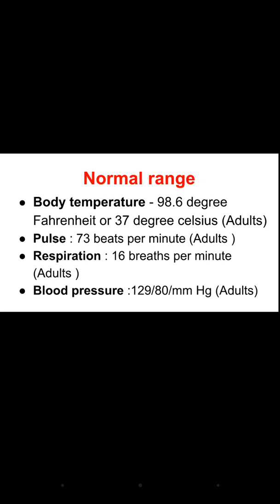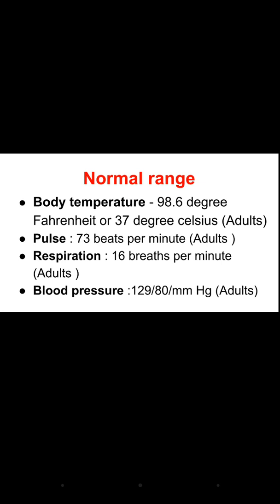In adults, a pulse of 73 beats per minute is normal, respiration 16 breaths per minute, and the blood pressure 19. Oh, it is written wrong. It should be 120 by 80, 120 systolic blood pressure and 80 diastolic blood pressure mm of Hg. The most important thing here is the units. You have to learn. For the pulse it is beats per minute, and for the respiration it is breaths per minute. For the blood pressure it is millimeter of mercury.